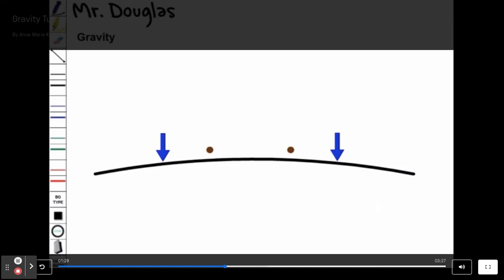Think about two objects on Earth's surface, such as rocks. Why don't these two rocks get pulled together by the force of gravity? Compared to the gravitational force of the Earth, the gravitational force between the rocks is not large enough to cause any motion between them.